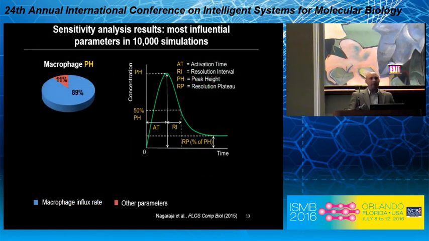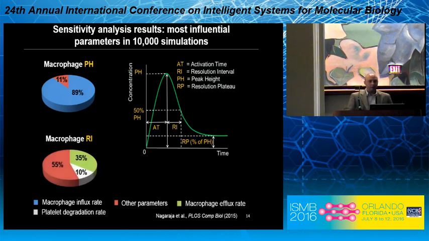So just to give you a flavor of what the results look like, here I'm showing you our results for the macrophage peak height. The pie chart in the slide represents the 10,000 simulations. And what this tells us is that in 89% of the 10,000 simulations, the single most influential parameter affecting the macrophage peak height was the rate of the macrophage influx into the wound. And in the other 11% of the simulations, this most influential parameter was some other parameter in the model, depending on the simulation.